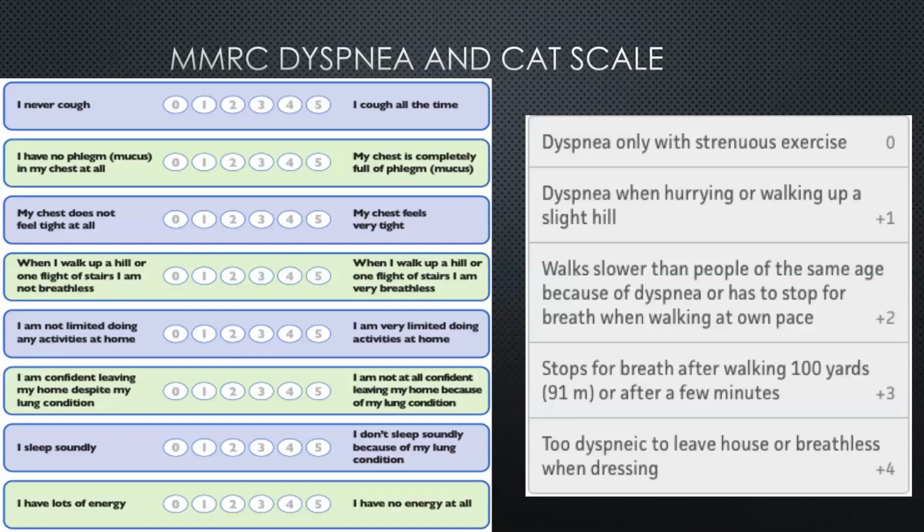And this is just what I'm sure everyone's seen, the MMRC dyspnea scale and the CAT scale. Usually the MMRC you give to the patient and they fill it out for you. And the CAT scale, you can do that in the office too.